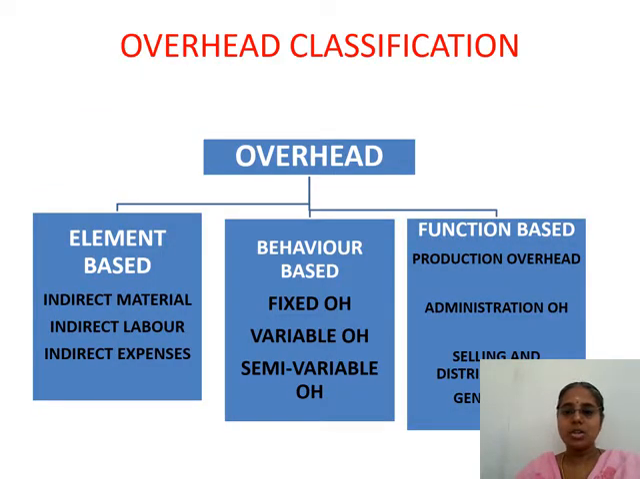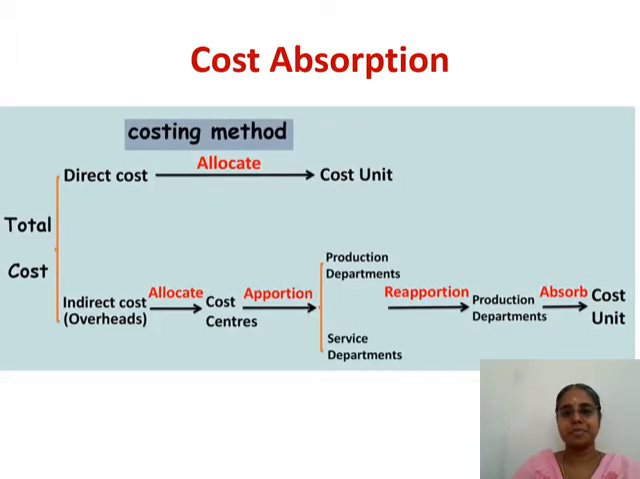So based on the behavior, element and function basis, the overheads may be classified as indirect labor and expenses, as fixed, variable and semi-variable overheads based on function. Similarly, as production, administration, selling and distribution and general overheads. So this is the classification of overheads, and this is similar to your classification of costs, because overhead is again a type of cost. It is just a subdivision of your cost.